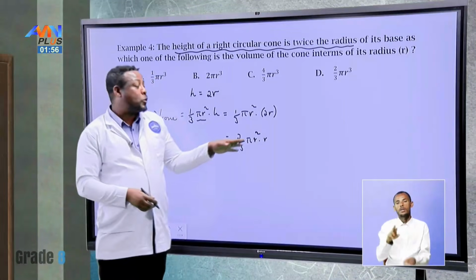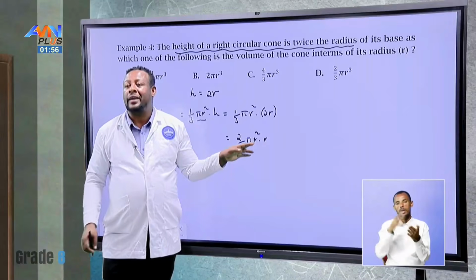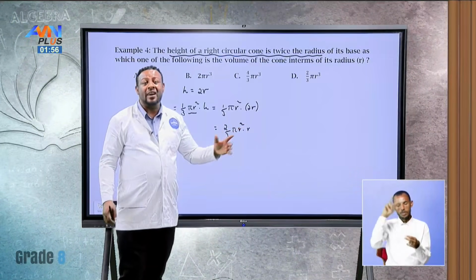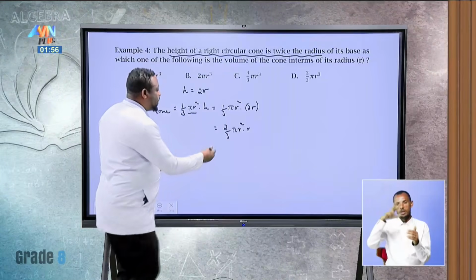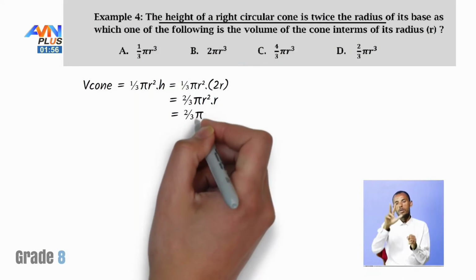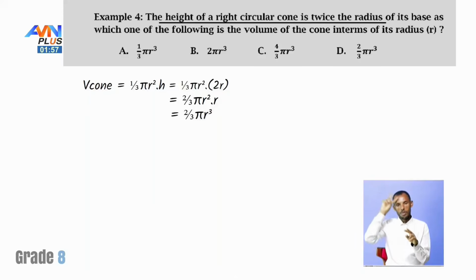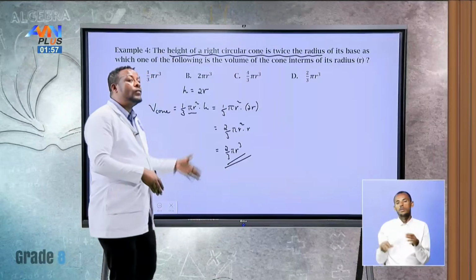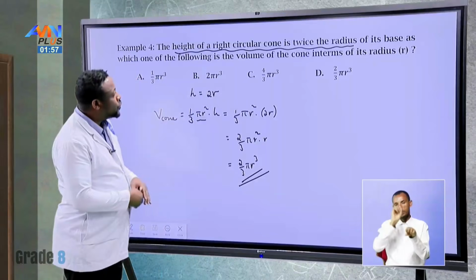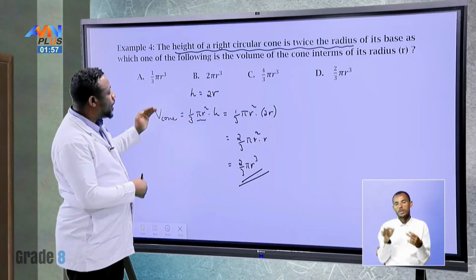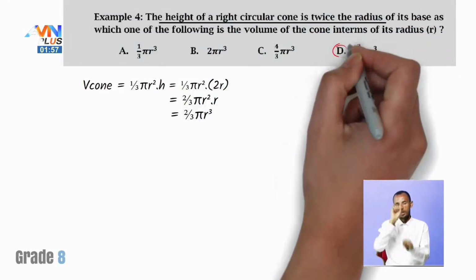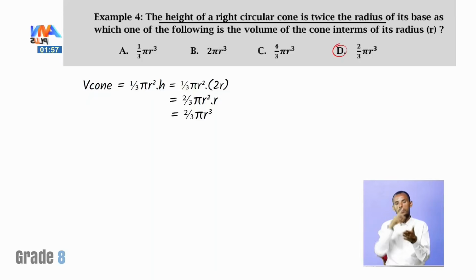What is the product of r squared and r? The product of r squared and r is r cubed. So this expression becomes 2/3 of pi r cubed. This is the volume of a cone in terms of the radius. So from the choices, we can find this in D. So the answer for this question is D.